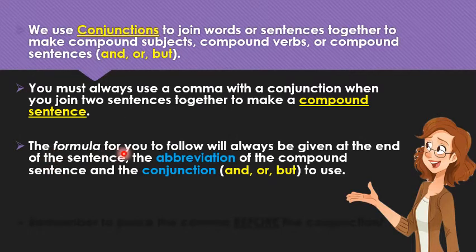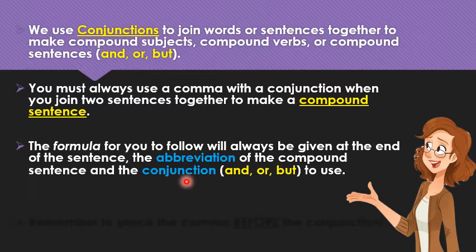The formula for you to follow will always be given at the end of the sentence: the abbreviation of the compound sentence and the conjunction and, or, but to use. So you see here, they're going to give you the abbreviation at the end of the sentence. Okay, the formula, we can say: the abbreviation of the compound sentence and the conjunction. So they will give you the abbreviation in order to change it, okay?